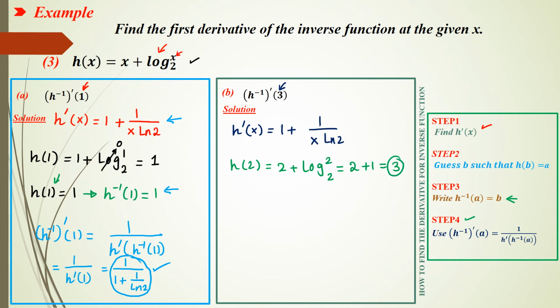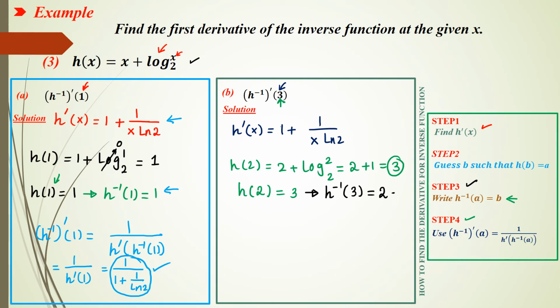So we get the number we want in our equation. Now this means that h of 2 equals 3. Now you have to go to the next step, and you have to rewrite this in terms of h inverse. So this means that h inverse of 3 equals 2.